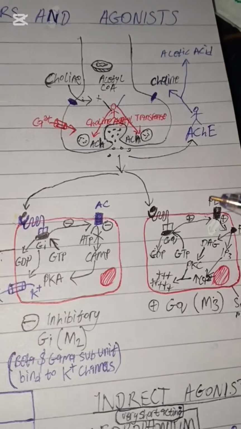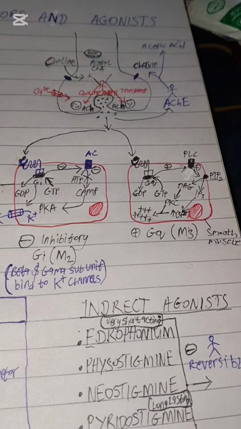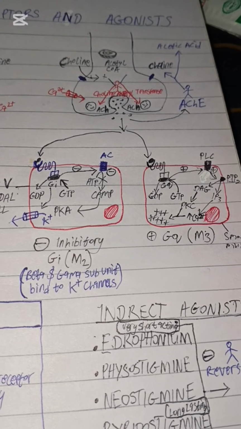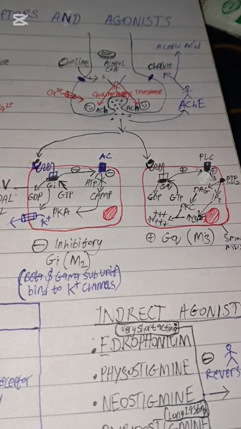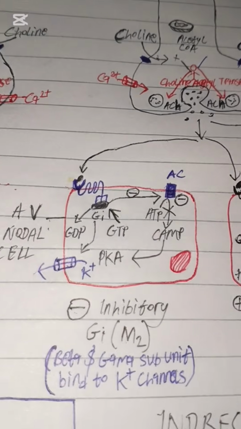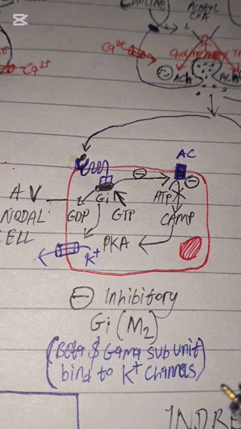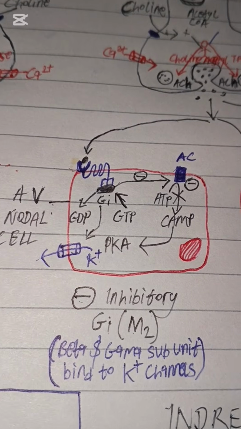For here, we have a bit more complex system. For the muscarinic receptors, they are G protein coupled receptors. Now let's start with the inhibitory one, the GI. The inhibitory one is mainly M2. M2 is the main inhibitory one. The others too, but M2 is the main one.